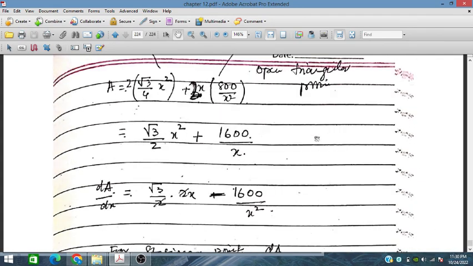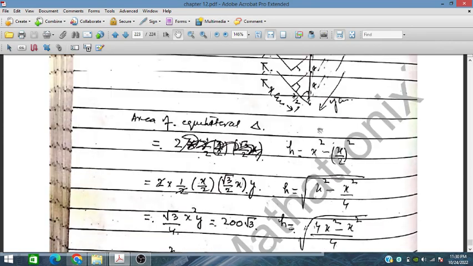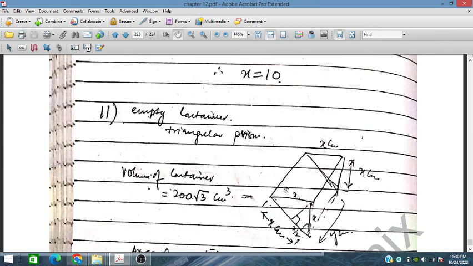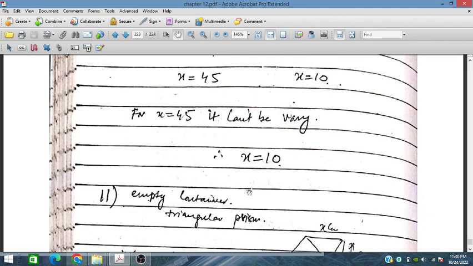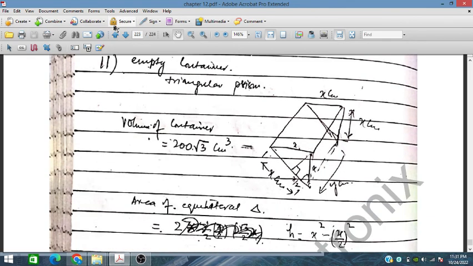So this is the last problem. These are very practical problems that we have discussed here. Next time we'll discuss the other chapters. So this is very, very important.